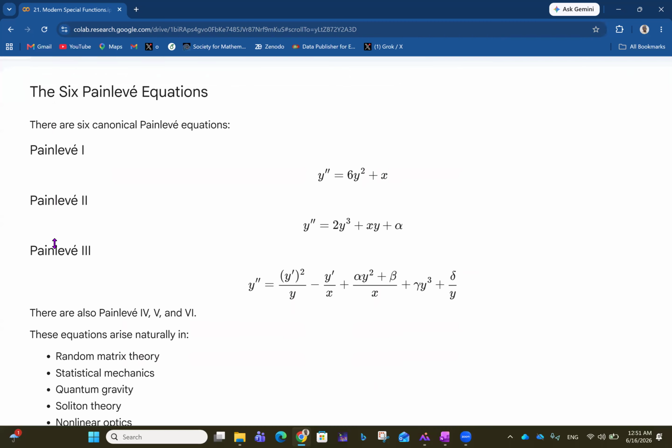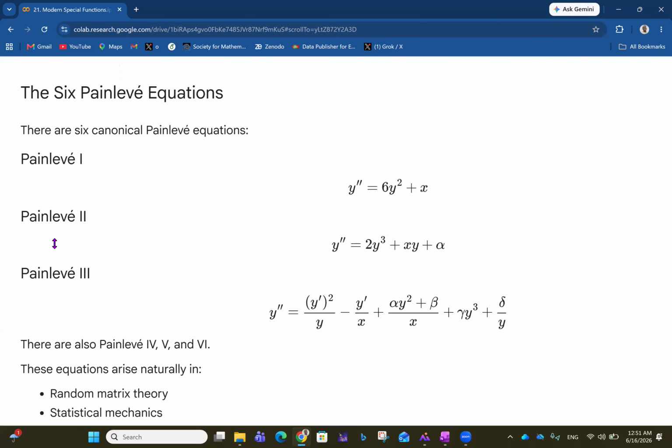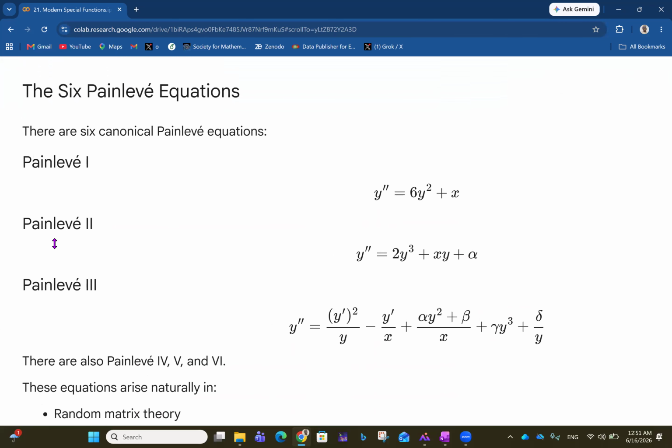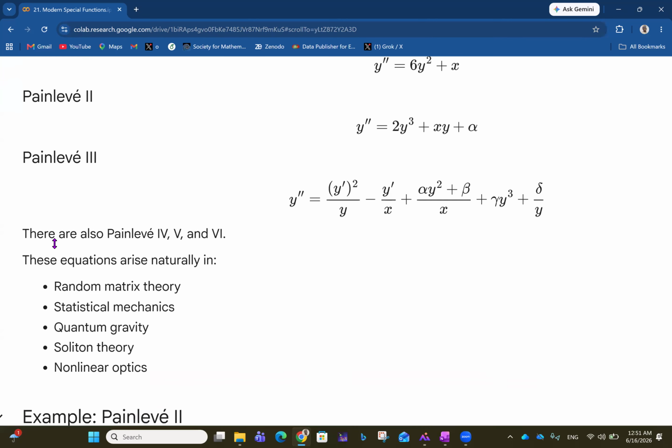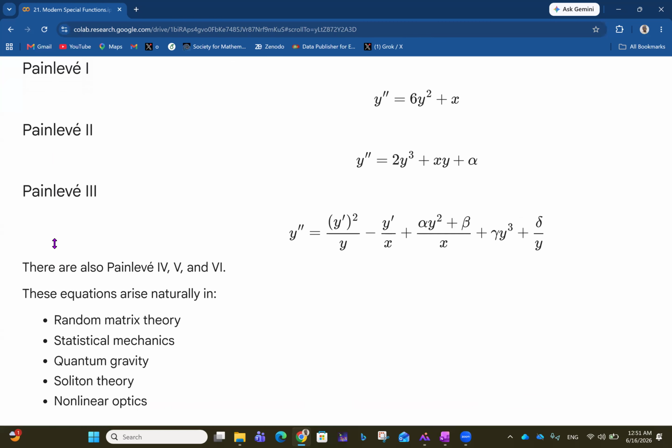So there are six canonical Painleve equations. We have Painleve 1, which is y prime prime equals 6y squared plus x. Then we have Painleve 2, which is y prime prime equals 2y cubed plus xy plus alpha. And we have Painleve 3, which is y prime prime equals y prime squared over y minus y prime over x plus alpha y squared plus beta over x plus gamma y cubed plus delta over y. There are also Painleve 4, 5, and 6.